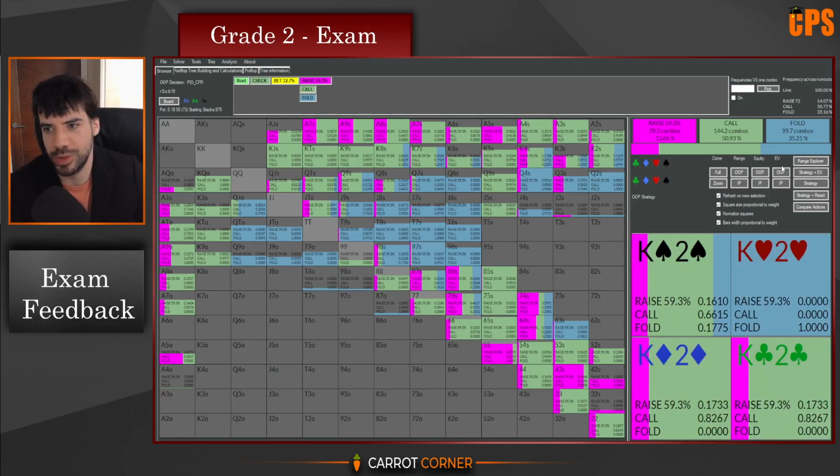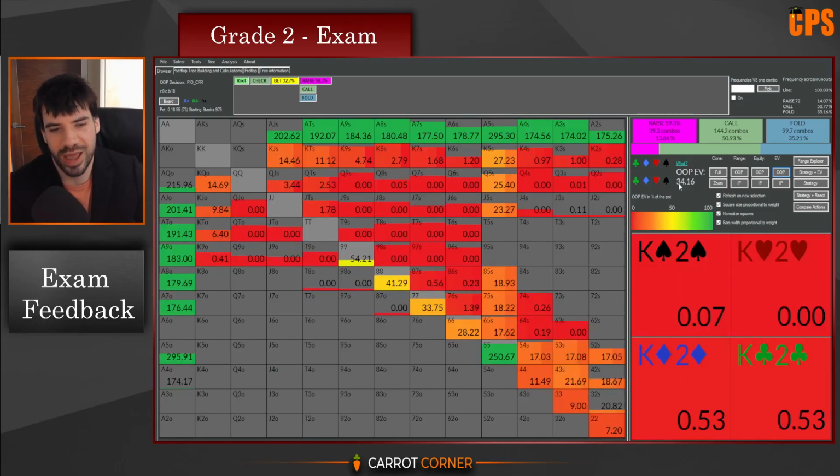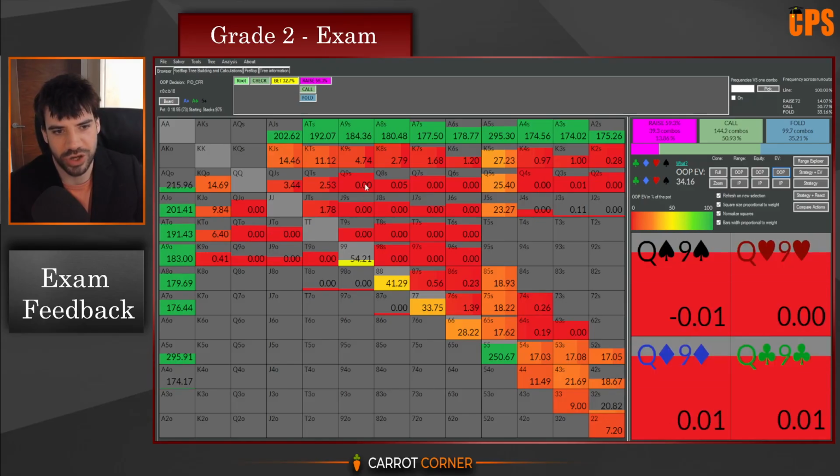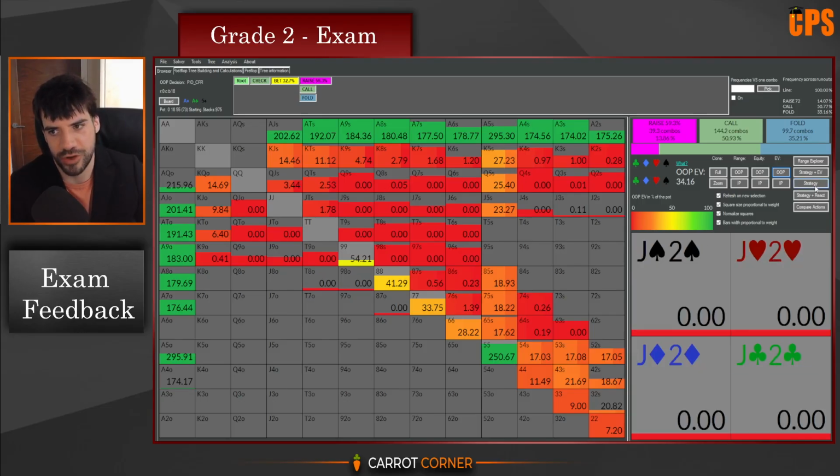When button bets here, we can have a look at out of position's EV. It's only 34% with range. Our hand is indifferent regardless of what it does. It can call, it can raise, it can fold. It's on the frailness threshold, and it's a relatively good bluff raise.